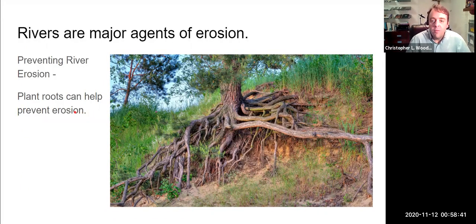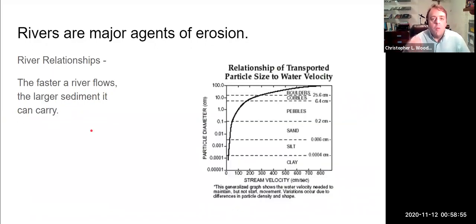The only way to prevent rivers from eroding is generally roots. So plant roots, of course, can hold on to the soil and kind of slow that erosional process down. One big thing that I really want you to know about rivers, and it makes perfect sense: the faster the river, the bigger the sediment it can carry.